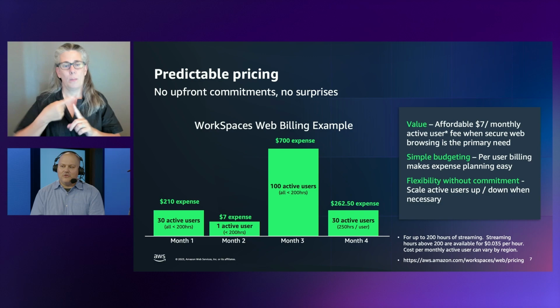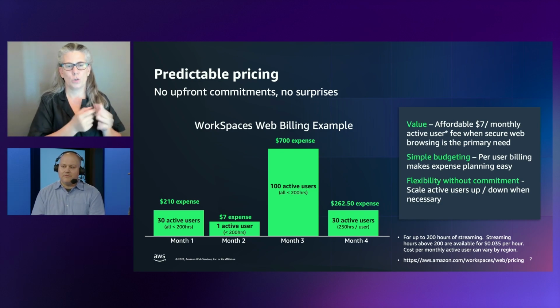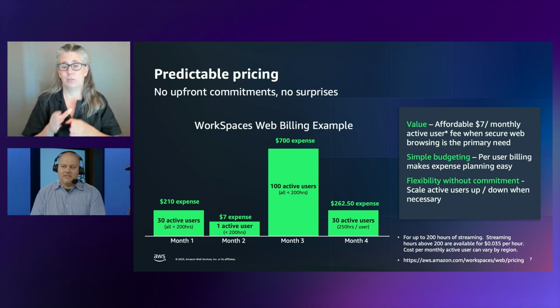So here, this fun graph I've got essentially walks you through a four-month consumption pattern, starting with 30 active users the first month. Each individual user is being charged $7 a month for up to 200 hours. So that first month, you're going to run $210. But then the second month, if you only have one user, meaning 29 other users are on vacation and don't sign in, essentially your charge would only be $7.